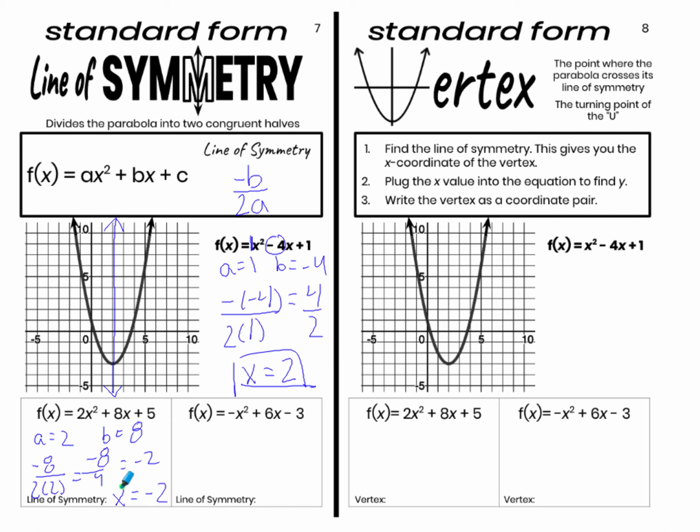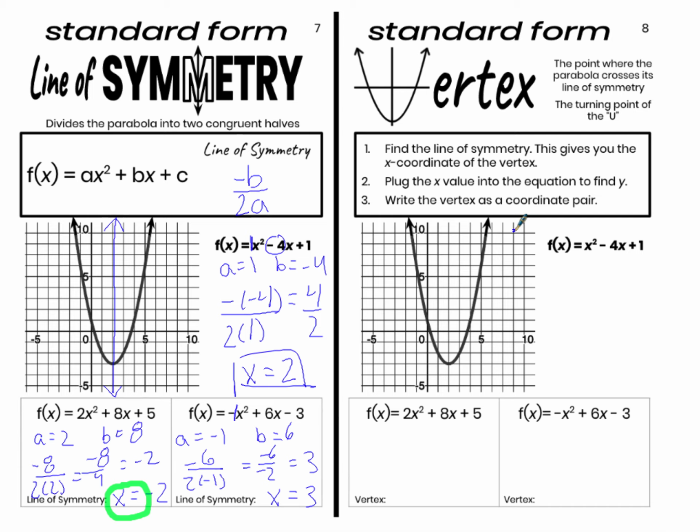Please be really careful to include that x equals part and not just write -2. The line of symmetry is the equation of a line and needs to be in the form of the equation of a line. Opposite of b over 2a: here, we have a equal to an invisible -1, b equal to 6. Opposite of 6 over 2 times -1, -6 over -2 would be +3. The line of symmetry is x equals 3.